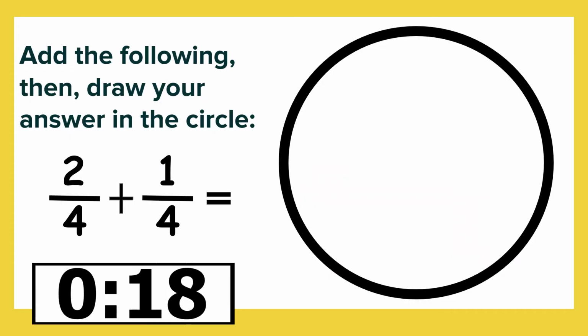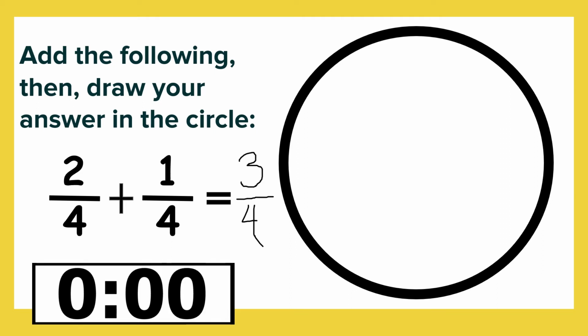How about this one? Add the following, then draw your answer in the circle. So with this one, all we need to do is to copy the denominator, which is 4, and then add the numerator. 2 plus 1 is 3.